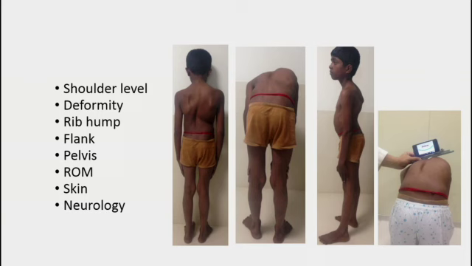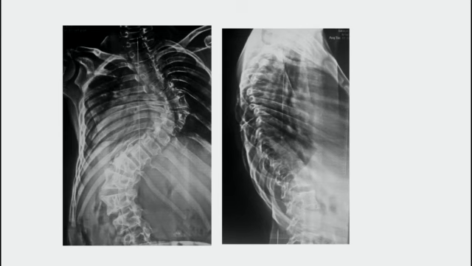This child had cafe au lait spots, and of course the neurology, if the child is having any upper motor neuron signs. This is the curve of that child. It doesn't really look very obvious when you see the patient, but this was a neurofibromatosis curve. So evaluating the patient is very, very important before one thinks of managing.